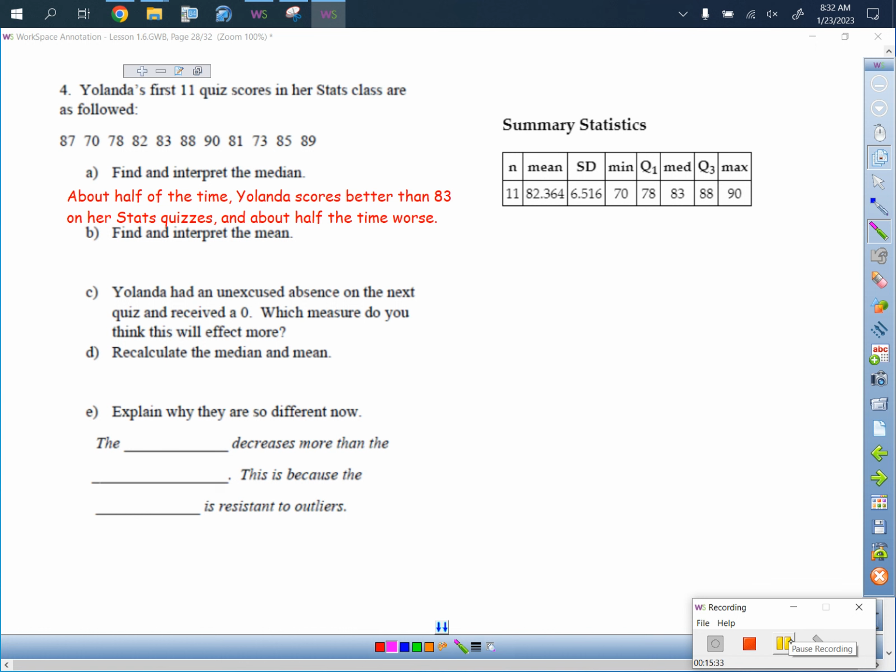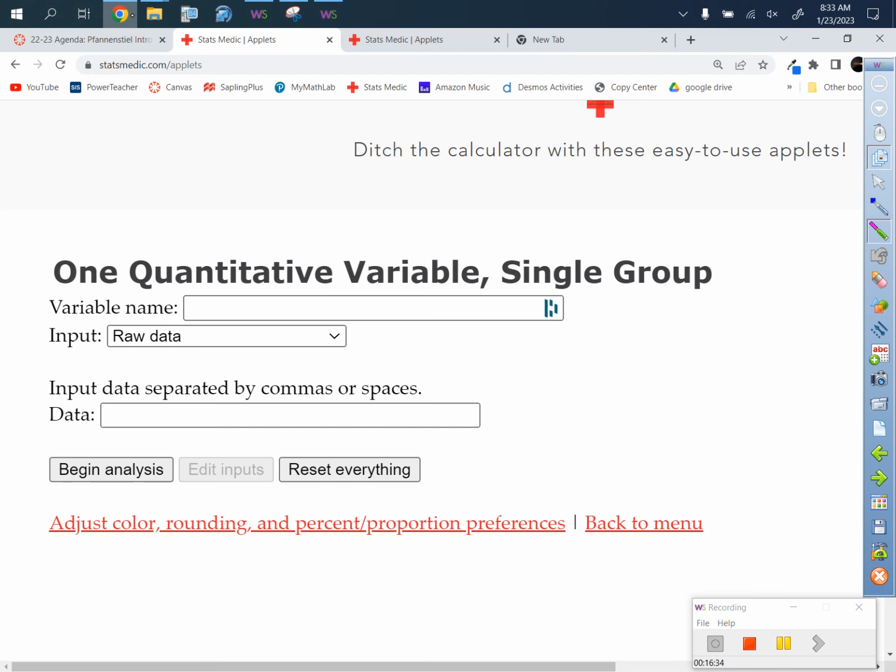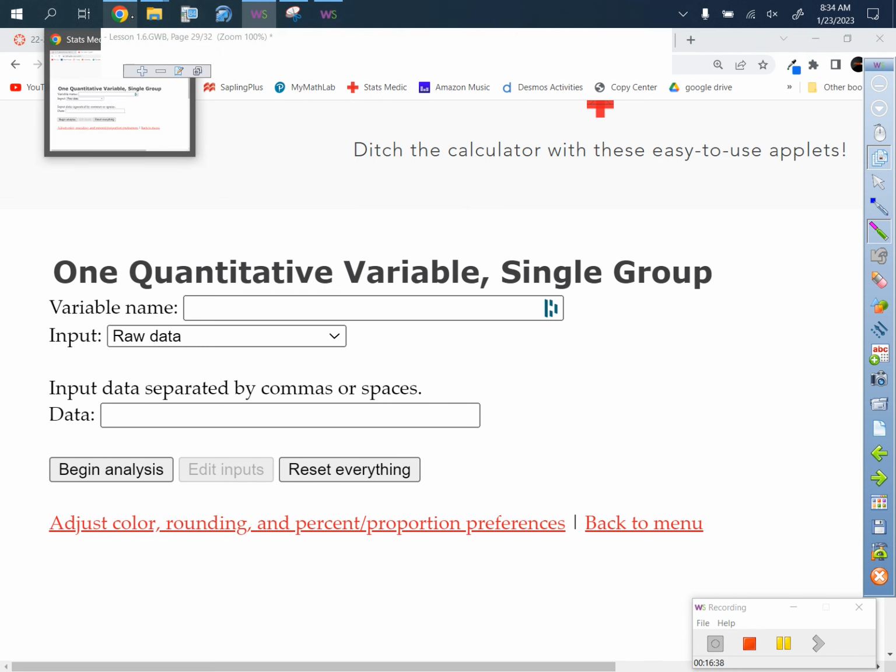All right, before I show you my averages, because on the next slide I have the summary statistics, what if Yolanda got a 0 on her next quiz? Which measure do you think this will affect more? Tell your neighbor, the mean or the median. So, yeah, it's going to throw off that average if she got a 0. So there are the summary statistics. I recalculated it for you. Just to show you, you could go back to your app and add a 0 in the data and then begin analysis again. So you still have all your data there.